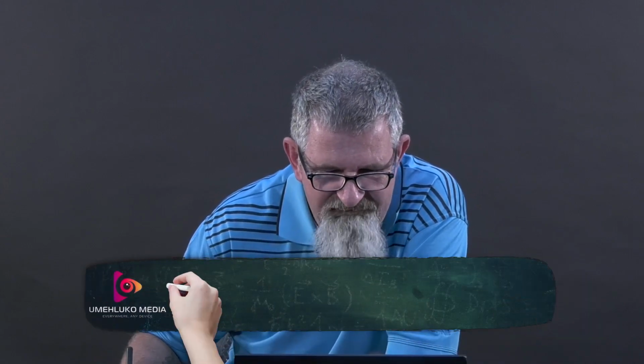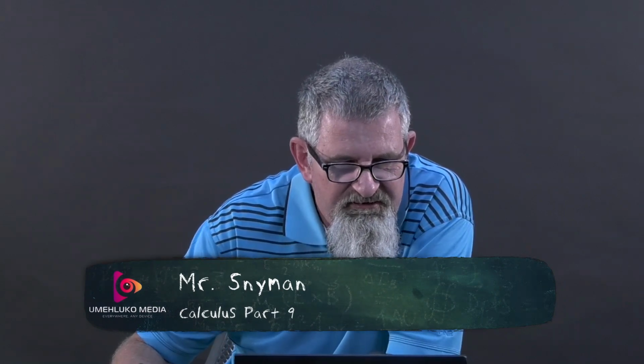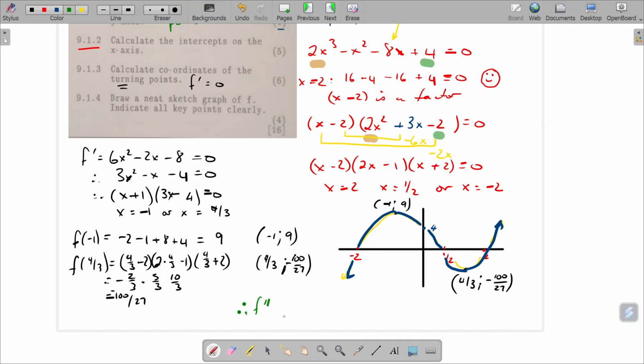Okay, in this particular example, they haven't asked us for it, but more often nowadays they do, is to find the point of inflection. So what I'm going to do is find the second derivative. The second derivative here is going to be f double prime of x equals 12x minus 2 equals 0. Therefore, x equals 1/6.